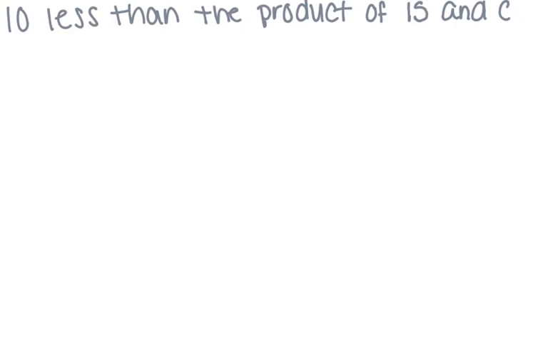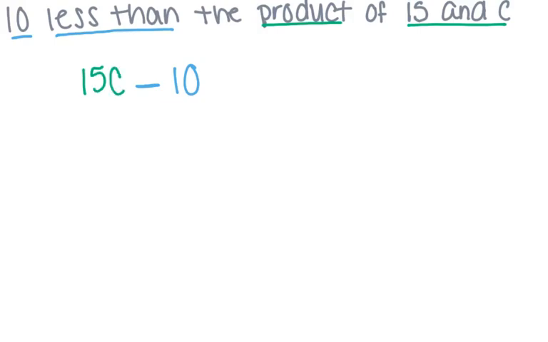And our next one is 10 less than the product of 15 and C. So less than tells us we are subtracting. And that means that this 10 is actually going to come at the very end. And then we have product of 15 and C. Product means we're multiplying. So this part needs to come before the minus symbol. So we're going to have 15C. So our expression is 15C minus 10.